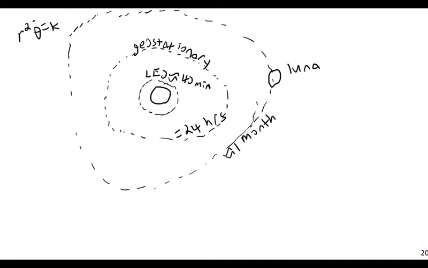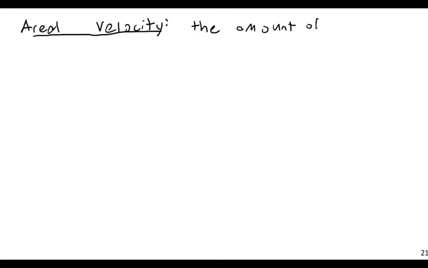Okay, so another thing that we can look at is areal velocity. Now, here's an interesting concept from orbits as well. Areal velocity. This is a weird one. Areal velocity is the amount of area swept up by an object's path in a period of time.